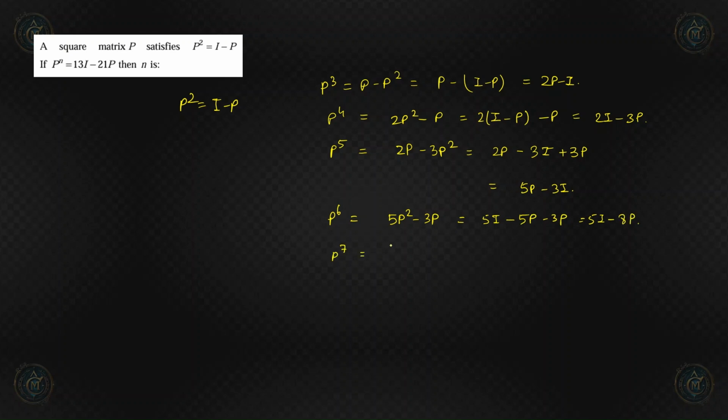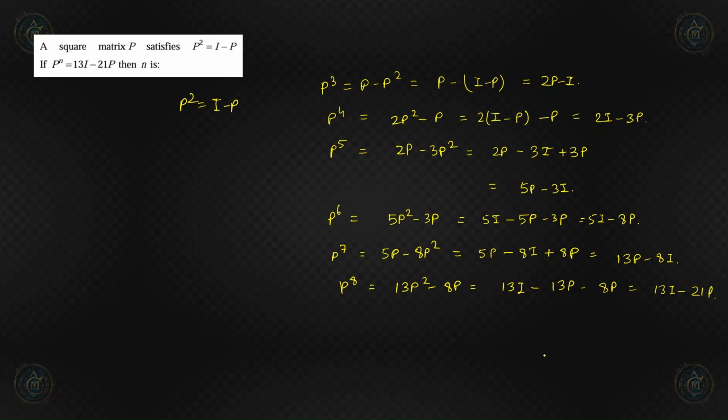So P to the power 7 will be 5P minus 8P square. So 5P minus 8 times P square, so 8I plus 8P, that is 13P minus 8I. So P to the power 8 will be 13P square minus 8P. 13P square is 13I minus 13P, minus 8P, so it becomes 13I minus 21P, right?